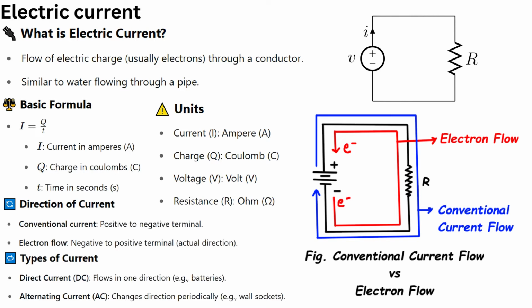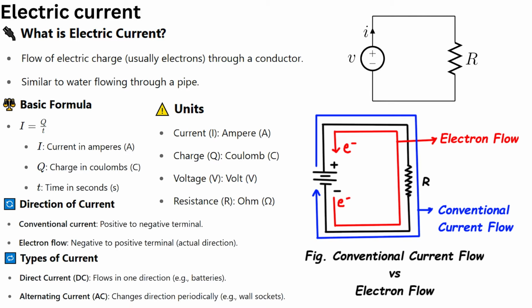Now, to put a number on this flow, we use the basic formula you see here, I equals Q divided by T. Let's break that down. I is the symbol for current, and its strength is measured in a unit called amperes, often shortened to amps and abbreviated as A. So when you hear about a 1 amp charger, it's describing the rate of charge flow.